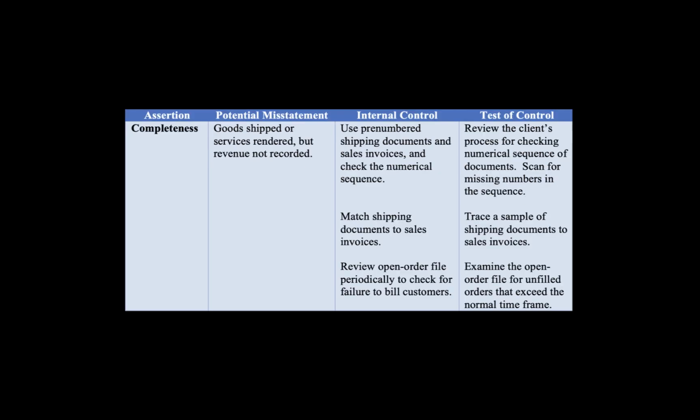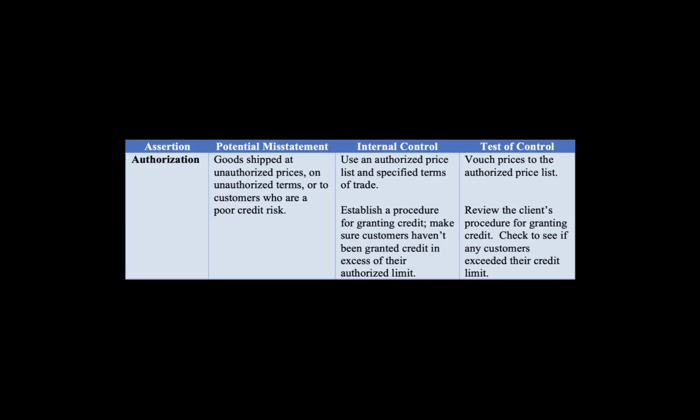When it comes to completeness, the auditor should make sure the client is checking the numerical sequence of documents to verify that nothing is missing, trace shipping documents to sales invoices to make sure the billing department is regularly receiving shipping information, and check the list of unfilled orders to see if any orders were shipped but not billed. For the authorization assertion, the auditor should check prices from invoices against the client's price list and verify that no customers exceeded their credit limit.